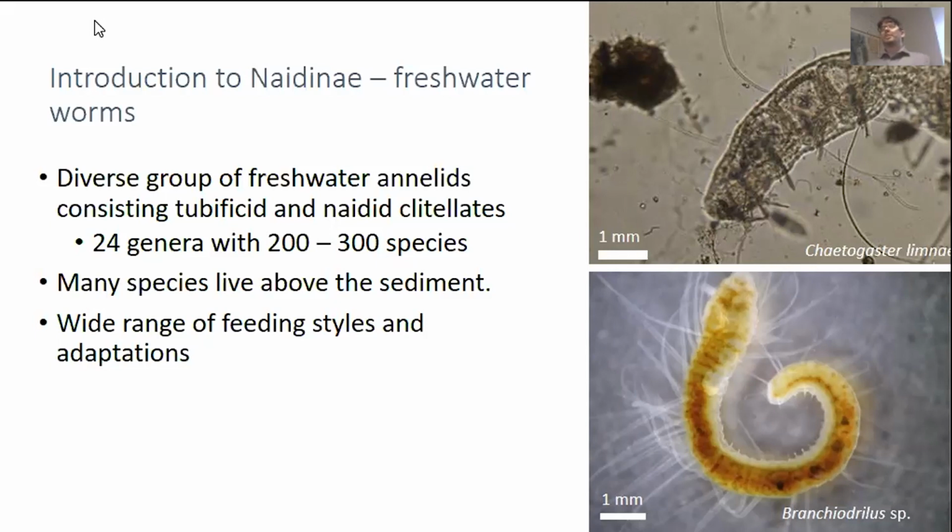They have a wide range of feeding styles and adaptations to help them survive in these habitats. For example, the top right photo is a Chaetogaster, which is an ectosymbiont of freshwater snails, so they live pretty much their entire lives in freshwater snails. And the bottom photo is a Branchiodrilus species. Branchiodrilus are known for their really large gills that help them survive and clean up the water a little bit.